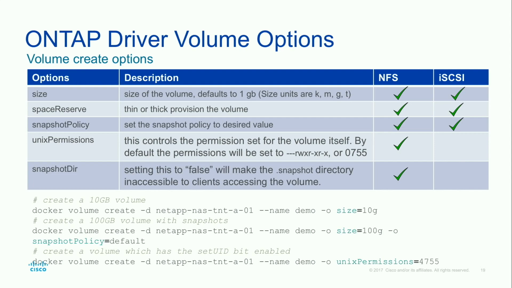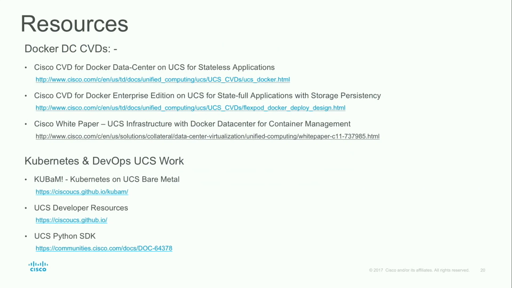And these are the commands. You can run docker volume create, give a plugin instance name and the size. Once the volume is created, you can use that volume to provision a container. These are the resources that you can go and visit. These are the links for our CVD. It gives you a detailed step-by-step guide on how to set up the Docker Data Center environment on-prem using Cisco UCS.